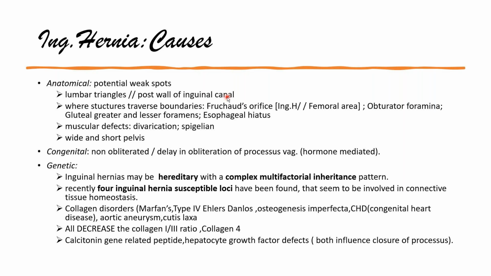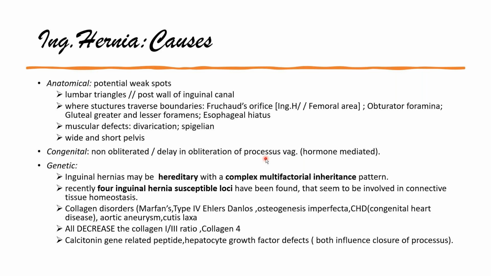So similarly, you've got the whole of the Fruchaud's orifice. We'll talk about what Fruchaud basically means. You've got muscular defects, like for example, divarication of the recti. You've got a spigelian fascia. You've got a wide pelvis. So these are anatomically potential weak spots where there's increased susceptibility to the formation of hernia. Then you can have a congenital cause, like for example, non-obliterated or delay in obliteration of processus vaginalis. One of the prime examples of a congenital cause of a hernia. And this is probably hormone mediated. I'm not going into the details of what is the cause of delayed processus vaginalis. We'll talk about that when we talk specifically about inguinal hernia.